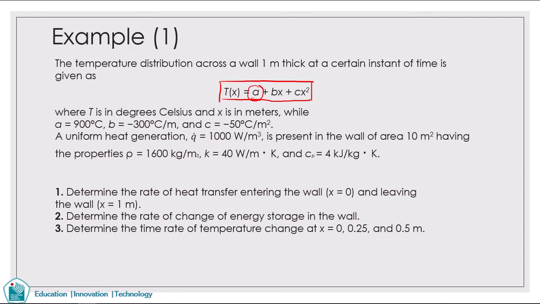Then a uniform heat generation, or Q dot, equal to 1000 watt per cubic meter is present in the wall of area 10 square meter, having the properties of density 1600 kilogram per cubic meter, heat conductivity 40 watt per meter Kelvin, and heat capacity 4 kilojoule per kilogram Kelvin. So you need to determine 3 things.